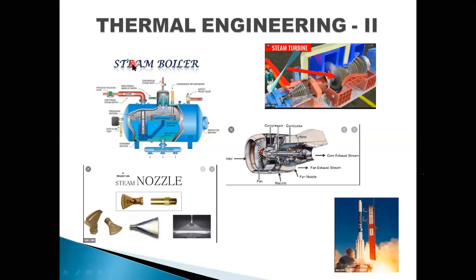One is a steam boiler, another is a steam nozzle. Then you have something called a steam turbine. Then this is your aeroplane engine, which comes under jet propulsion. And finally you have rocket propulsion. So, in a nutshell, these are the main applications we are considering in Thermal Engineering 2.